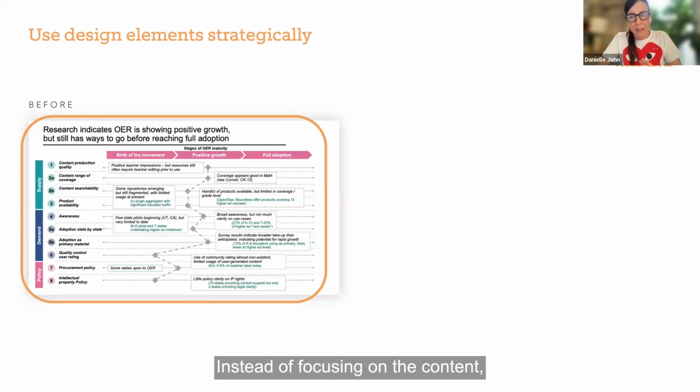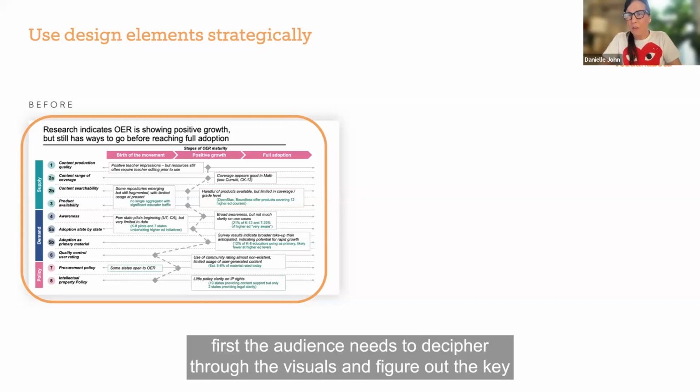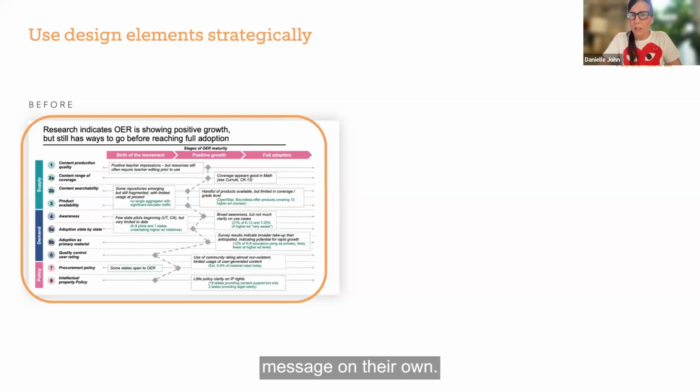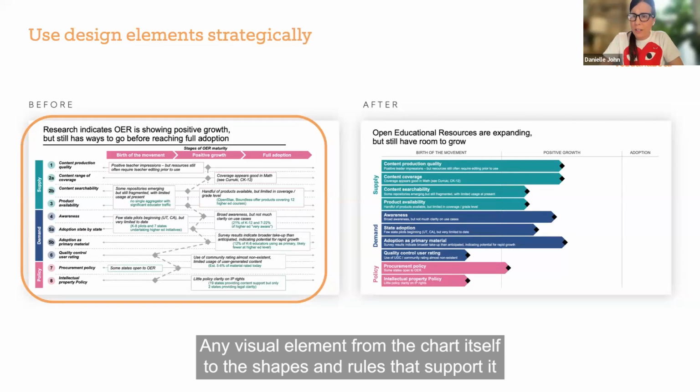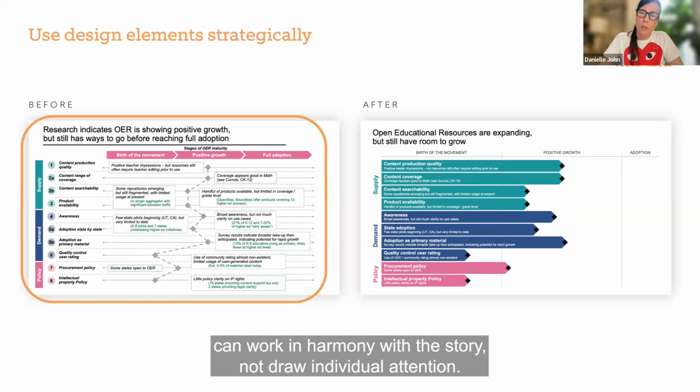Instead of focusing on the content, first the audience needs to decipher through the visuals and figure out the key message on their own. So on the right-hand side, we removed all the decorative elements to really focus on the core data story. Any visual element from the chart itself to the shapes and rules that support it should work in harmony with the story, not draw individual attention.